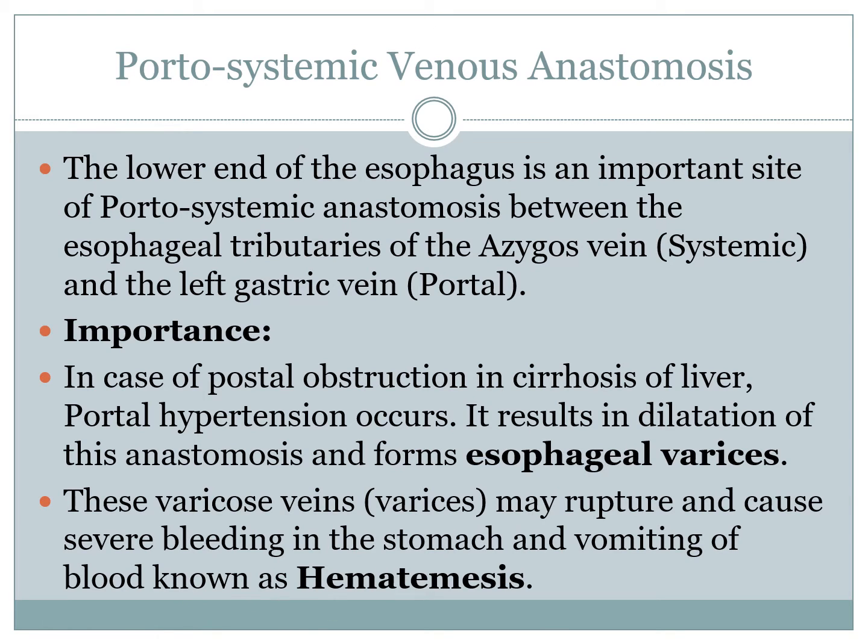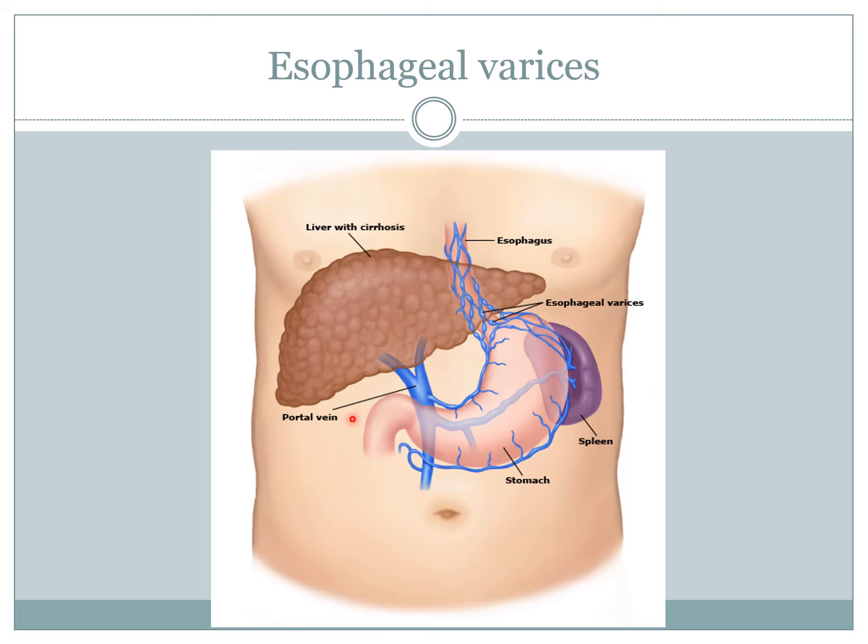So when a portosystemic venous anastomosis occurs at the lower end of the esophagus, if these veins rupture, these are the esophageal varices. If they rupture, they may cause severe bleeding and blood in the vomit. This clinical condition is known as hematemesis. Now you see esophageal varices. When you take an X-ray, here you can see the lower end of the esophagus.